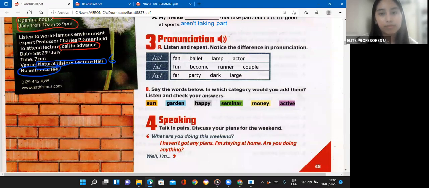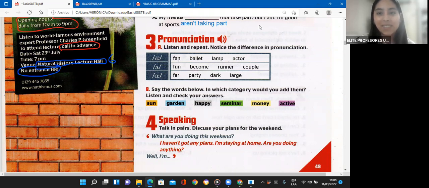Fan. Ballet. Lamp. Actor. Fun. Become. Runner. Couple. Far. Party. Dark. Large.